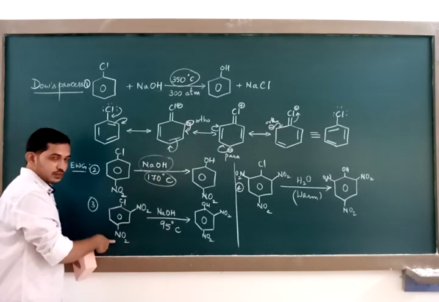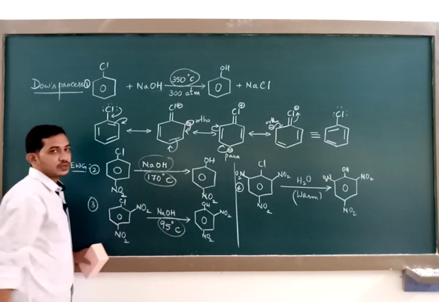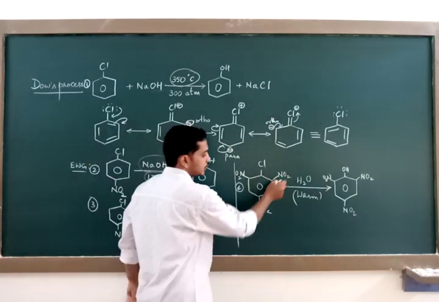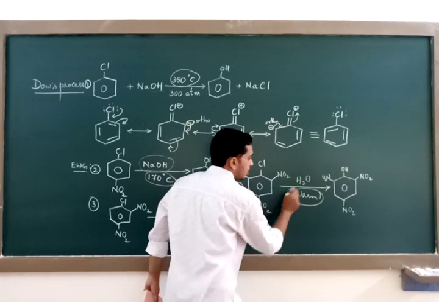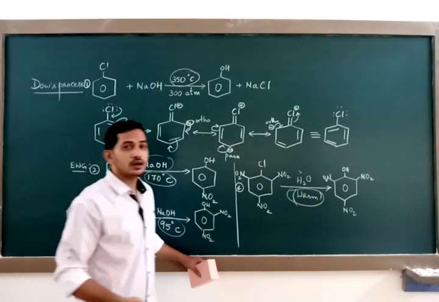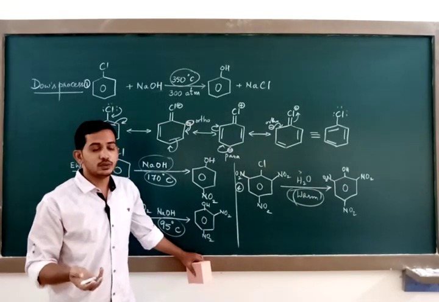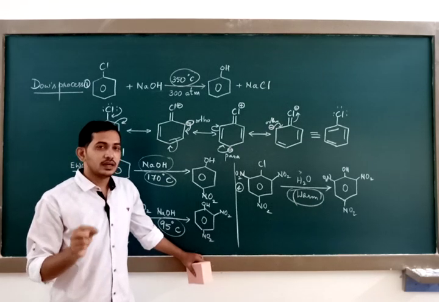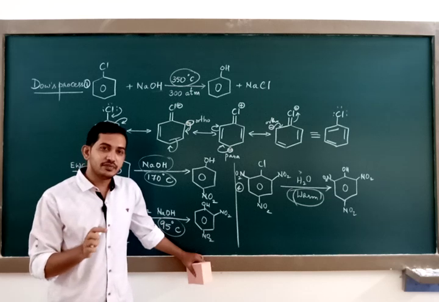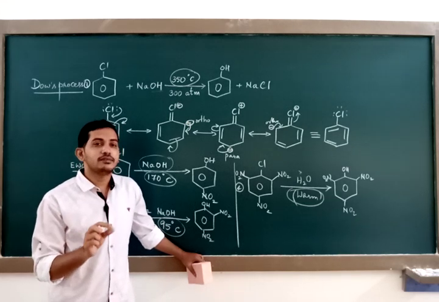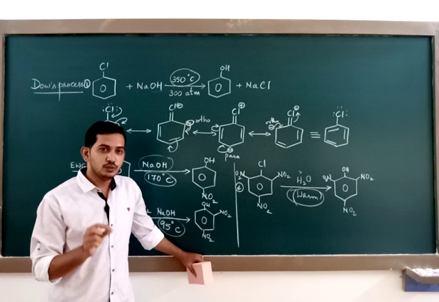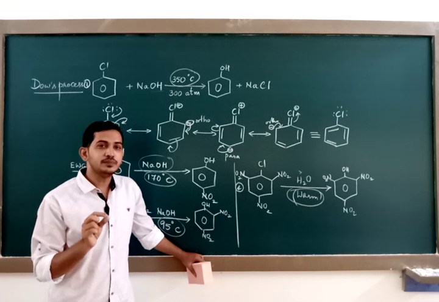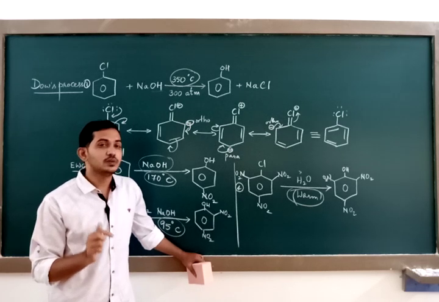There are two electron withdrawing groups, temperature again decreased to 95. There are three electron withdrawing groups, you simply need to warm, that too without any strong agent, that too without any strong alkali. So this implies that electron withdrawing groups have a very influencing effect on the reactivity of nucleophilic substitution reactions of haloarenes. How is this possible?